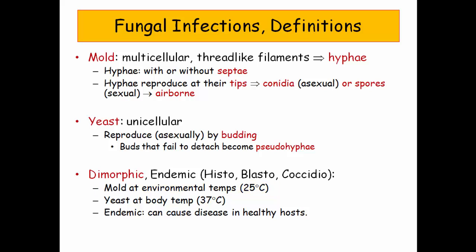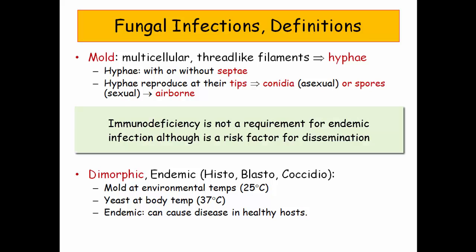As for the term endemic, the intention here is to highlight that healthy or immunocompetent folks can develop clinical infection, as the organisms are largely contained by macrophages, just like tuberculosis. They can emerge or disseminate in the setting of immunodeficiency. However, immunodeficiency is not a requirement for becoming infected with these endemic organisms.